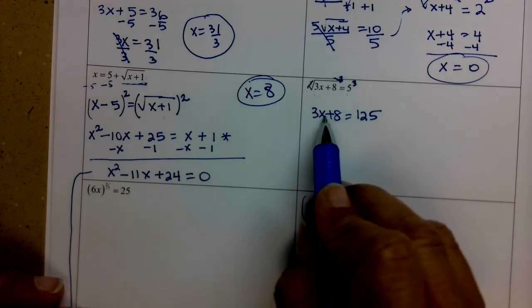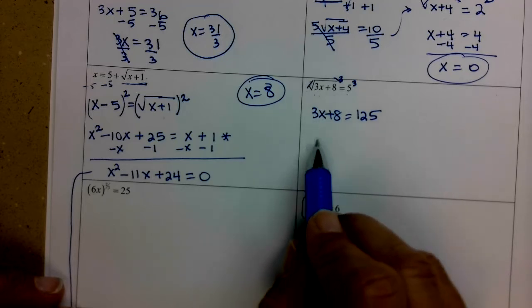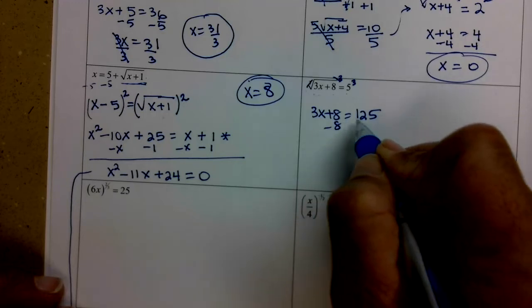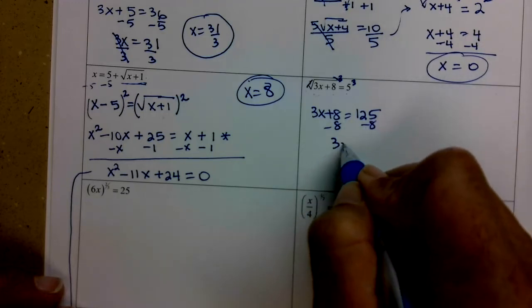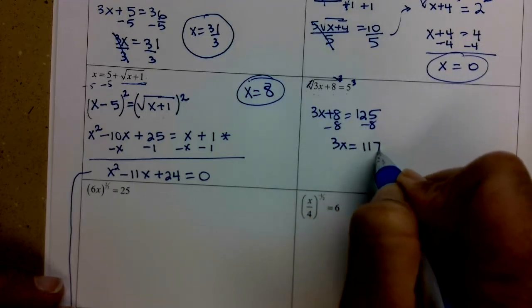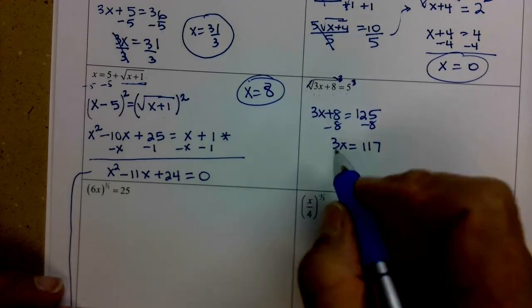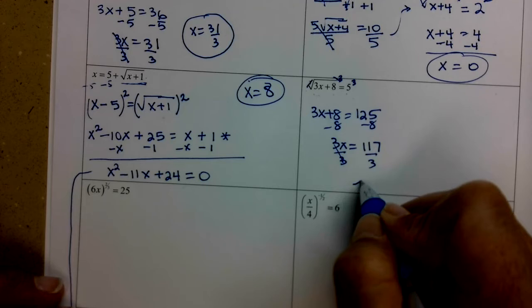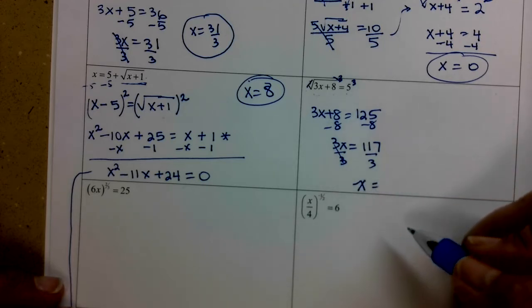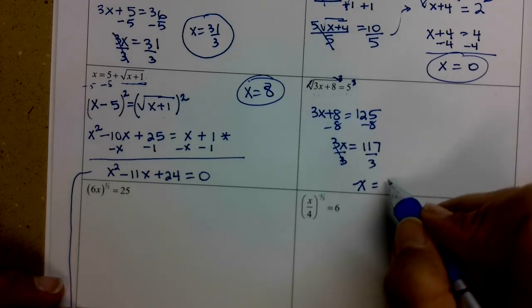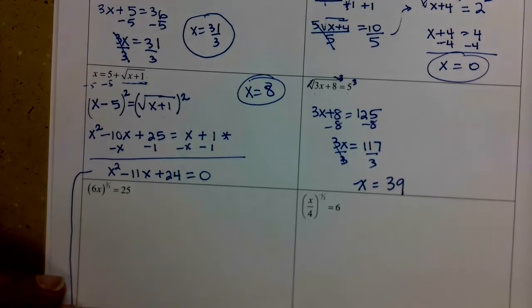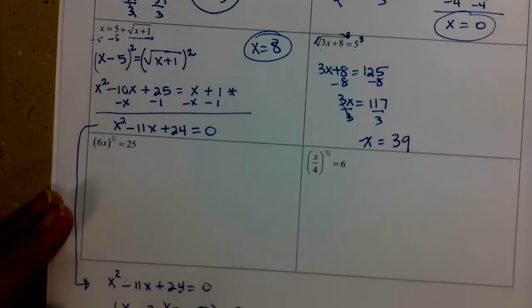What we have is linear, x to the first power. So we just isolate the x term. So subtract 8 from both sides. So 117. And then divide both sides by 3. I think that's actually a nice number, like an integer, isn't it? 39. You can use your calculators for sure.